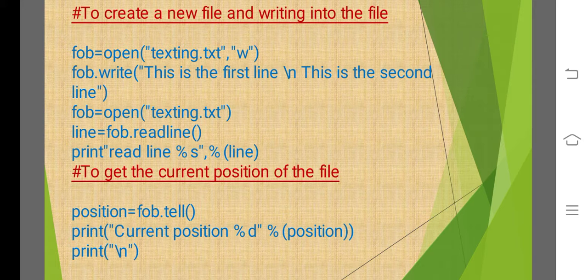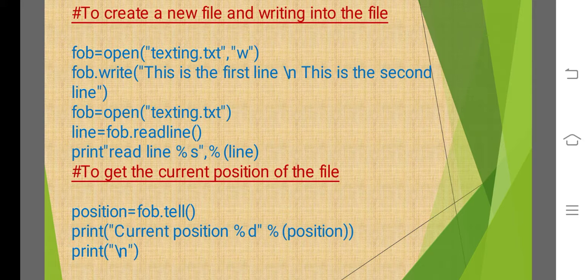Next, second is to get the current position of the file. If you want the current position of the file, use tell. I already told you the tell function is used to get the position of the file. Where is the position of the file stored? This is the first line. After that, the cursor moves to the first line. After the first line, the cursor stays there only. That's why it gives the position of the file.